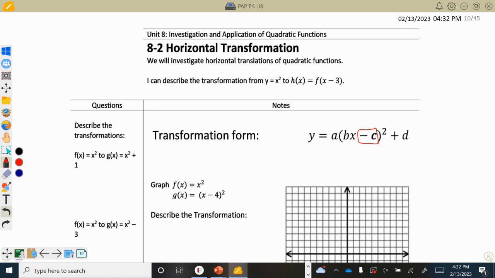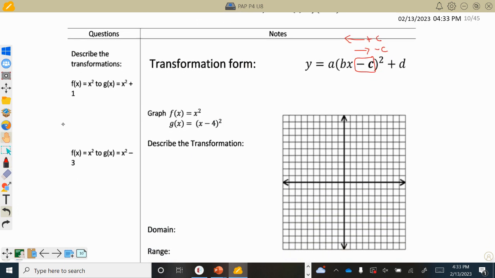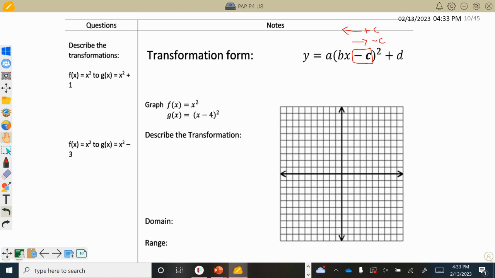With horizontal transformations, when they're in there with the x, x's lie. Okay, so if it says it is a minus, it's actually going to go to the right. If it says it is a plus, it's actually going to go to the left. Okay, x's lie. They do the opposite of what they say. That's why they're your x. So we're going to talk about these horizontal transformations. And just remember, x's lie.